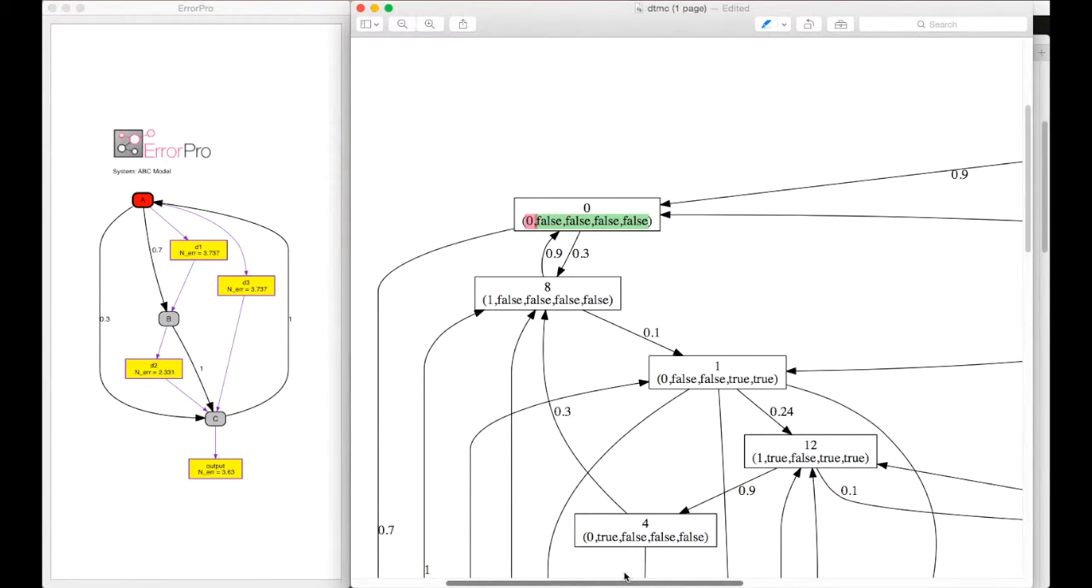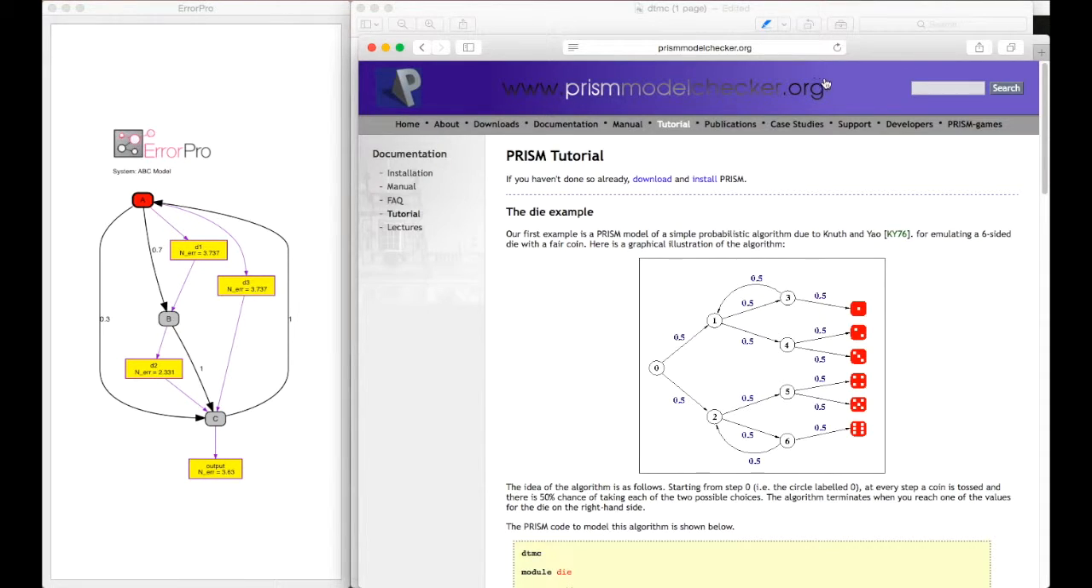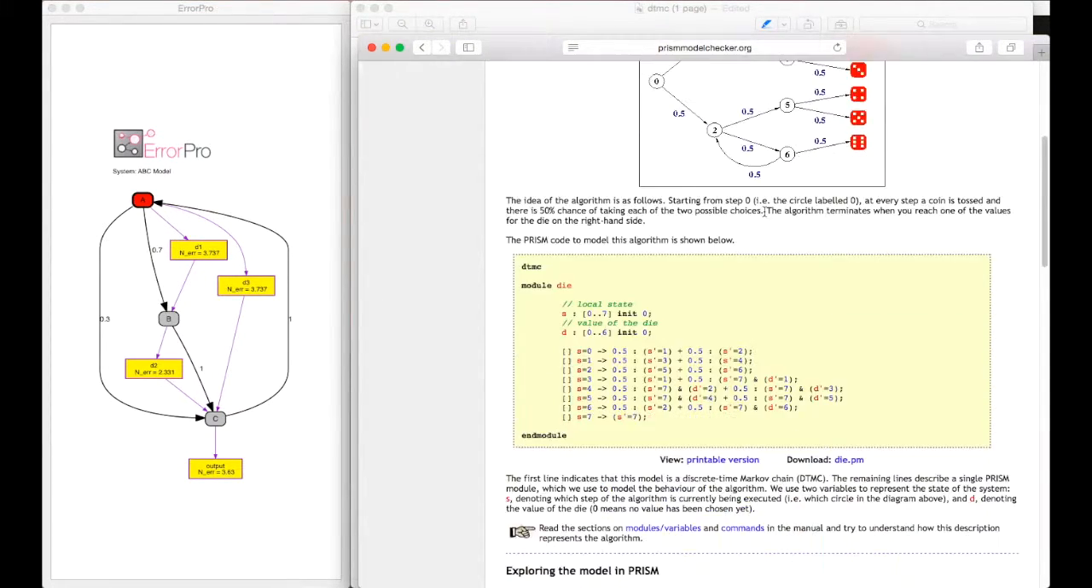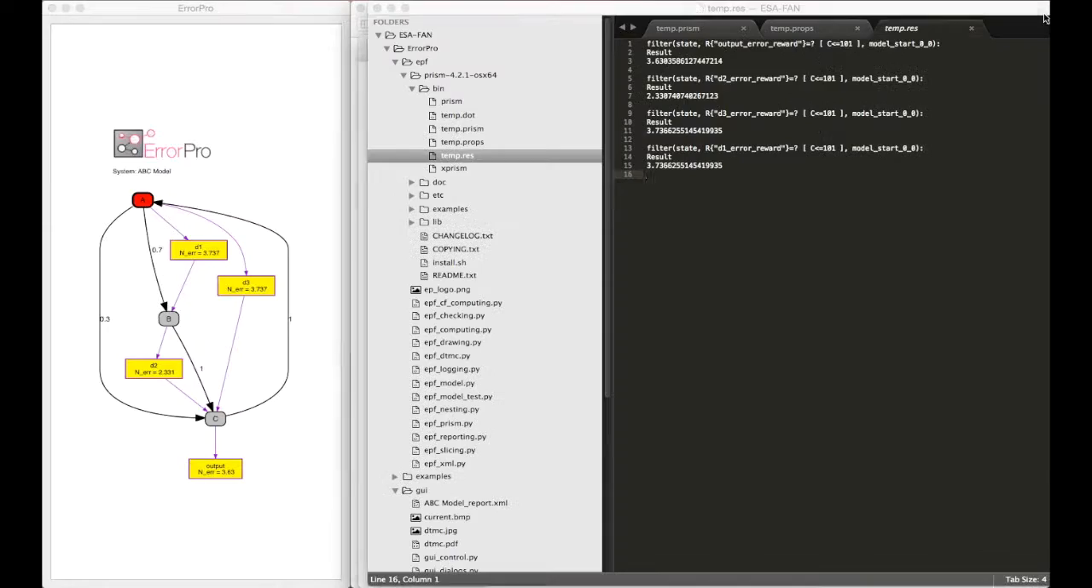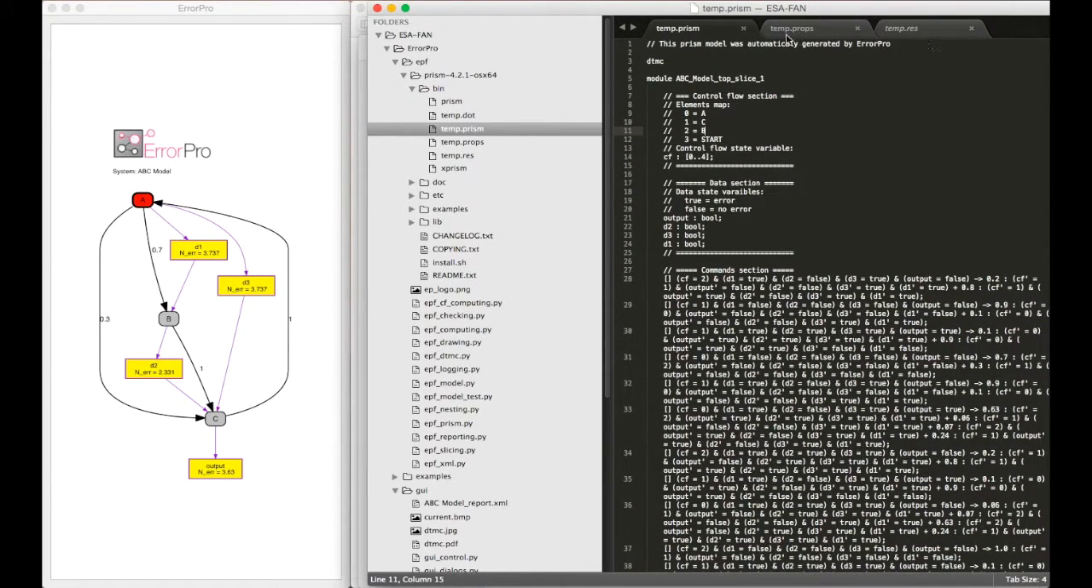In order to compute this Markov chain, we are using software called PRISM. It is a model checker that supports different types of probabilistic models, including discrete time Markov chains. In order to compute a discrete time Markov chain with PRISM, we need to provide it to PRISM in a special symbolic format. ErrorPro automatically generates a file which contains the description of this discrete time Markov chain in the PRISM format.